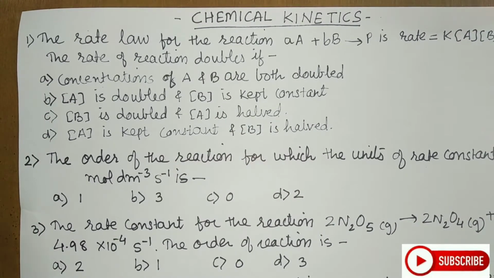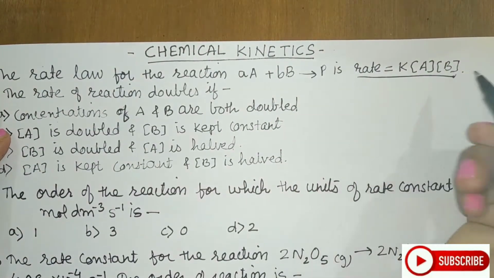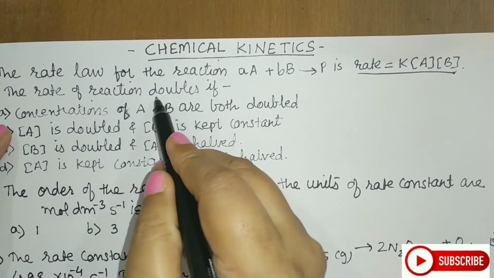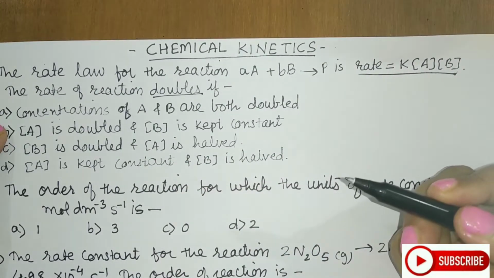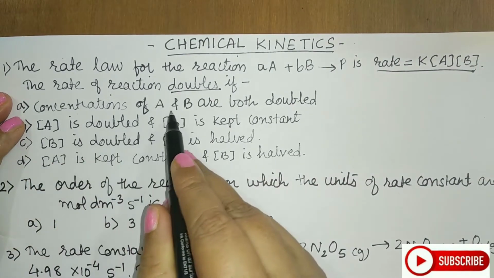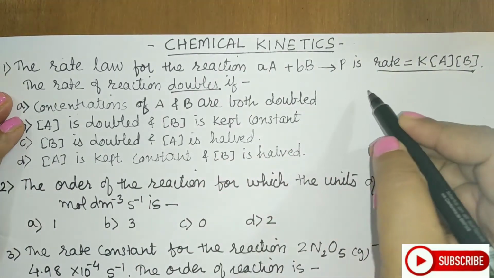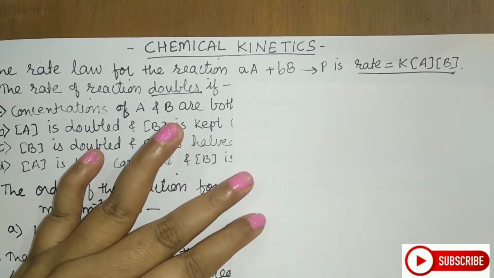The rate law for the reaction is given. So this is the rate law given here. The rate of the reaction doubles. Now under which condition will the rate of the reaction get doubled? For that, let us go through the first option. Concentration of A and B both are doubled. Students, if both the concentrations are doubled, then what will the rate law become?